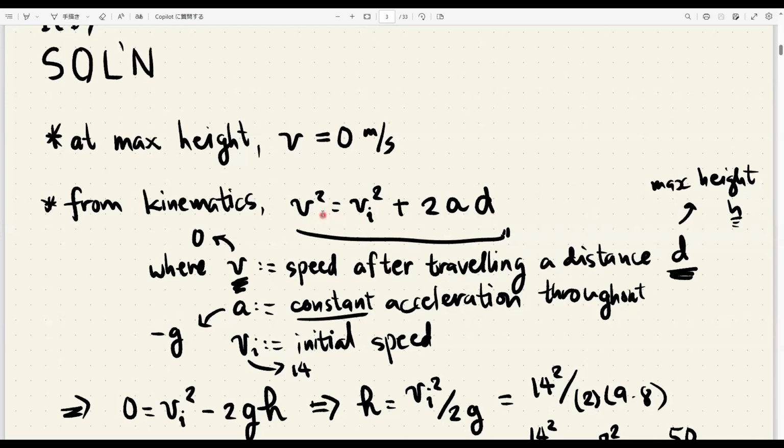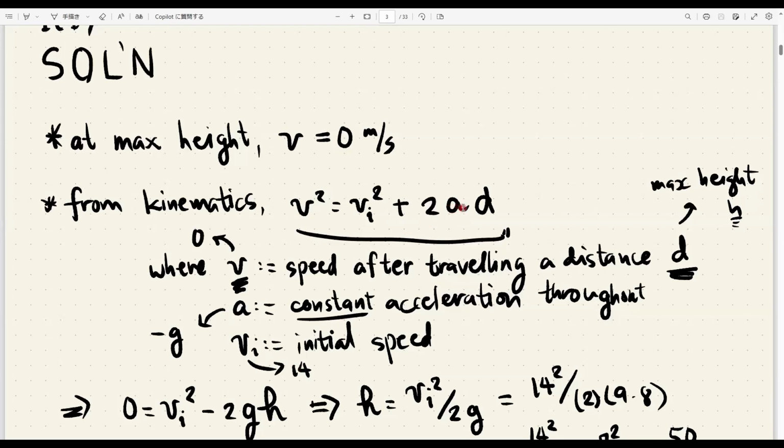So in our problem, the final velocity here is the velocity at the maximum height. And that is 0 because, well, at the maximum height, it now stops moving upwards and it's going to start moving downwards again, right? So this will be 0. The initial velocity is given to be 14 meters per second. So we're going to put that there later.